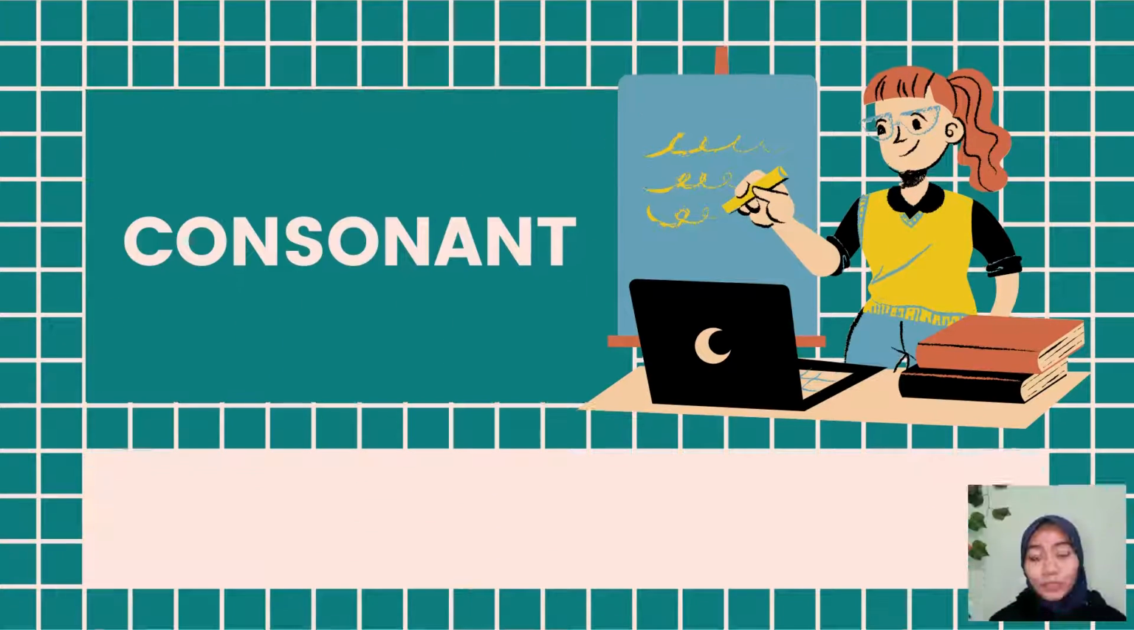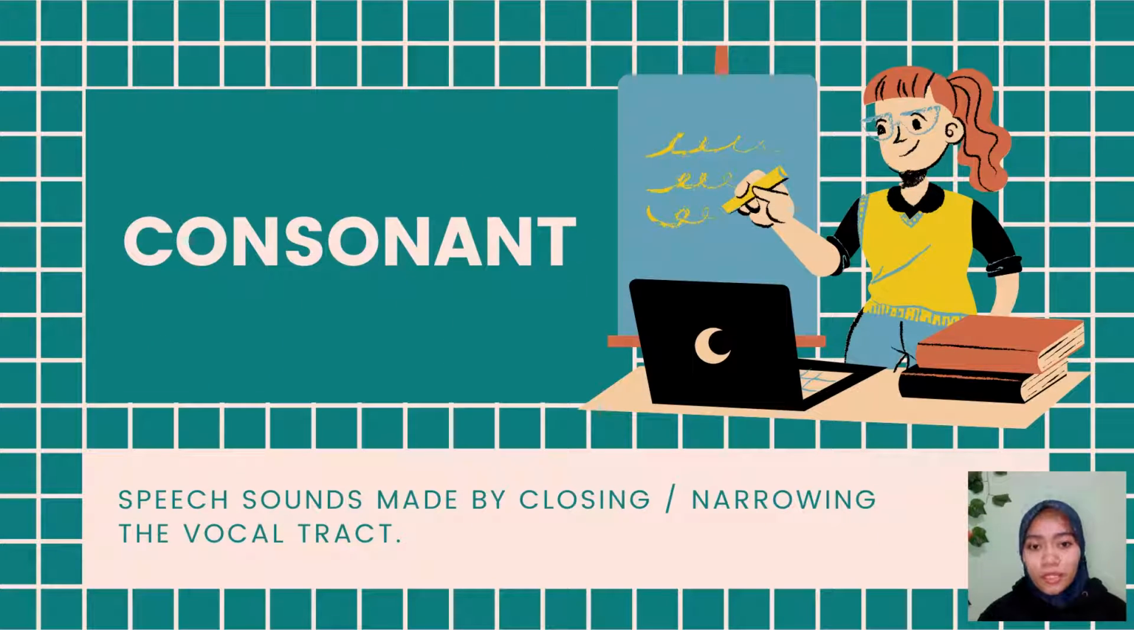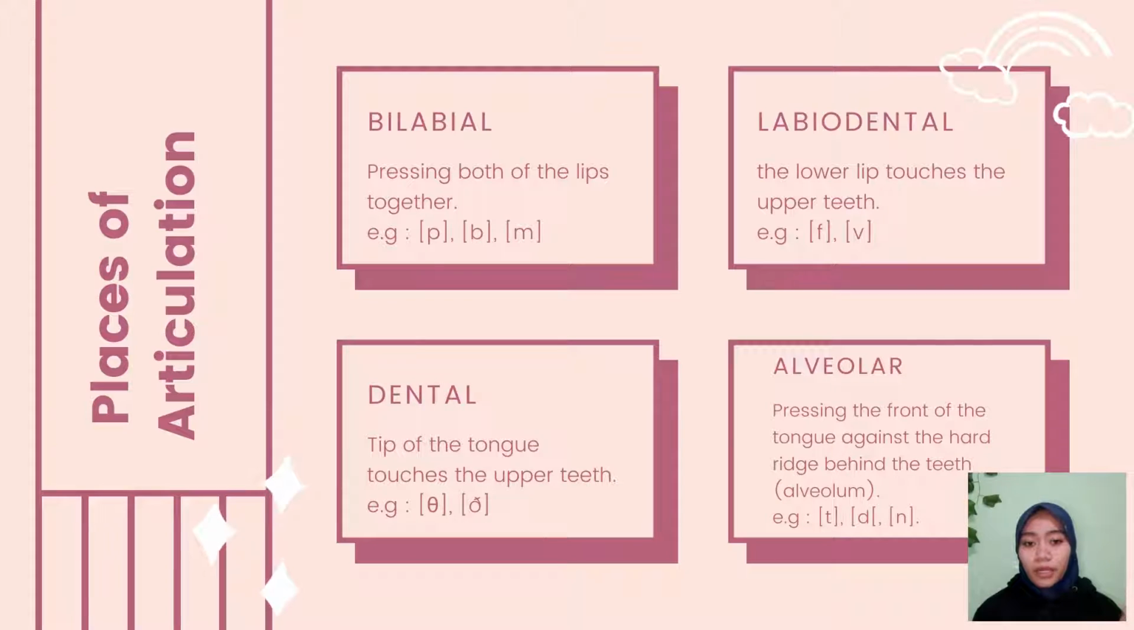I am Ameilia Kusumawardani and I'd like to talk about consonants. Consonants are sounds made by closing or narrowing the vocal tract. Before we continue to the International Phonetic Alphabet or IPA symbols, let's have a quick review of a few places of articulation. The first is bilabial. It's a sound made by pressing both of your lips together, and the examples are p, b, and m.